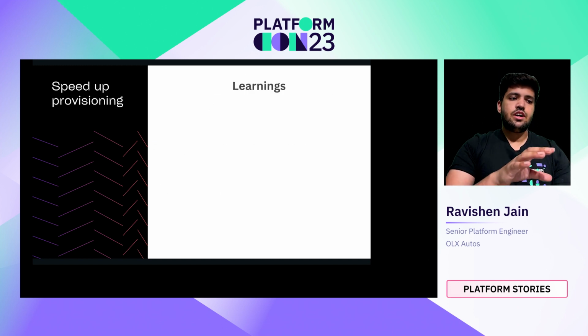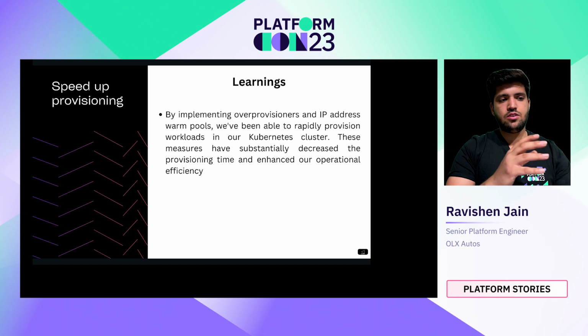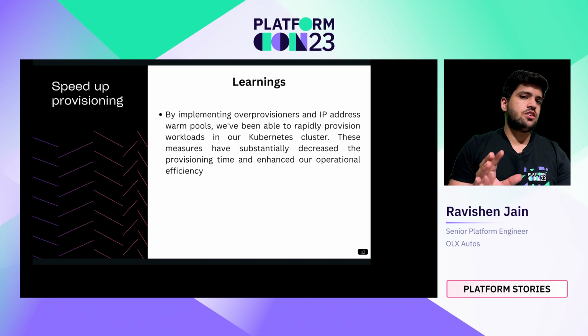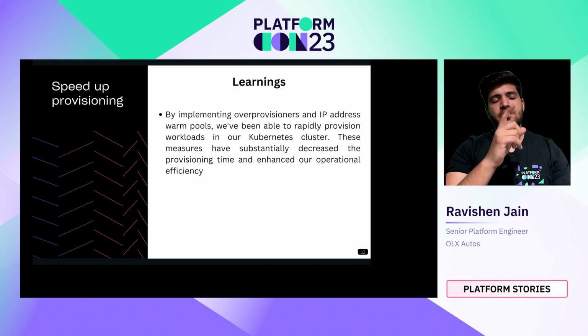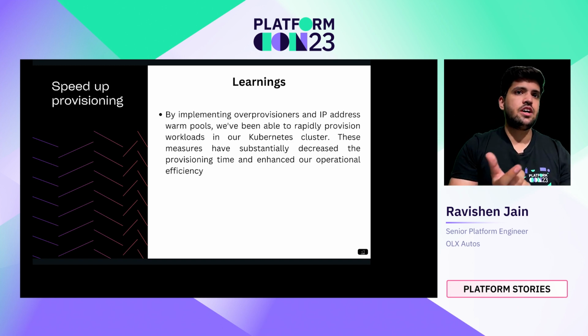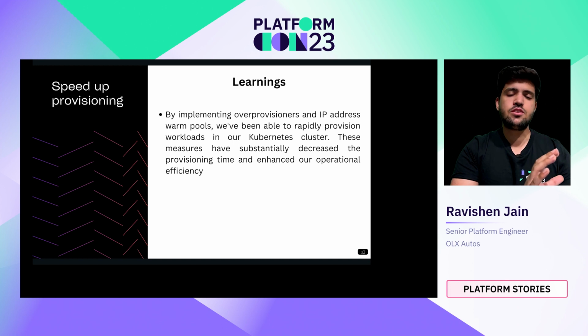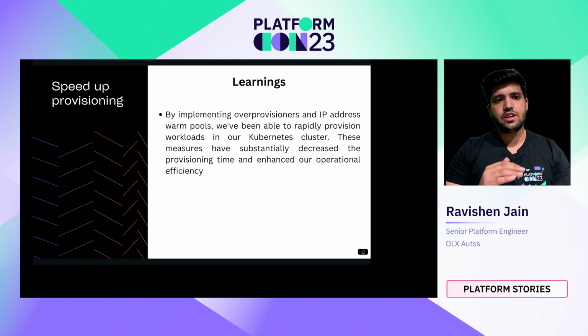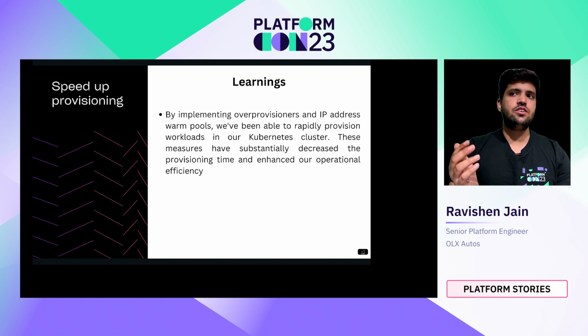So with the help of this warm pool in conjunction with the over provisioner, we ensured that every time a new environment is to be provisioned, there are certain IPs reserved for it and some compute reserved for it. And we noticed a significant improvement in overall time reduction compared to what we were having earlier, right?